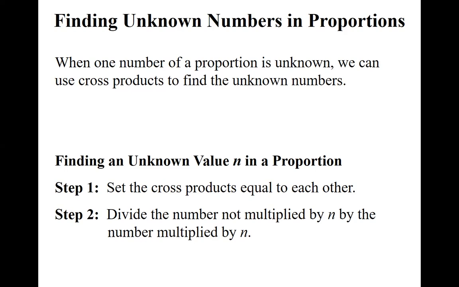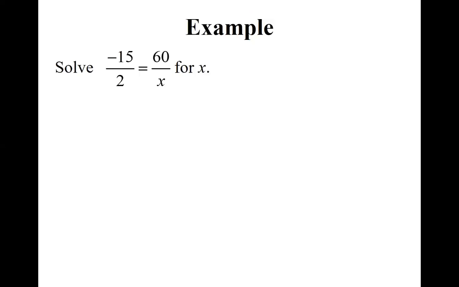So if we know it's a proportion, then the cross products are true. They are the same. So if we set the cross products equal to each other and then solve for the unknown number, we should be able to get it. Take the cross products. Negative 15 times x, 60 times 2. Set them equal to each other. And then just solve.